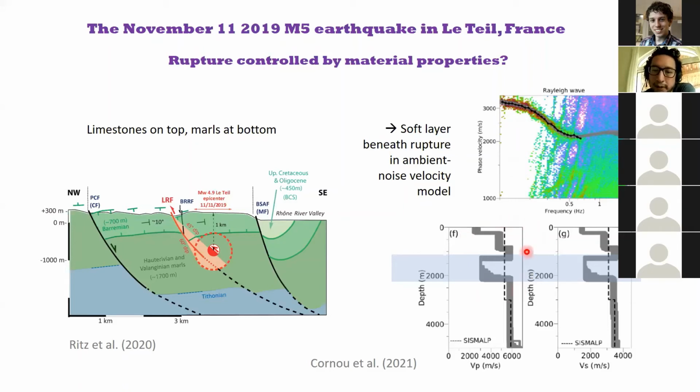This is work by Cécile Cornu, and you can see that basically between 1 and 2 kilometers depth there is a region of low seismic wave velocity, which we can associate with low rigidity, and that has certainly been related to this. Now, these structures are pervasive over the whole region, so another interesting question is whether these structures are the same close to the other faults and close to the fault in Cruas.